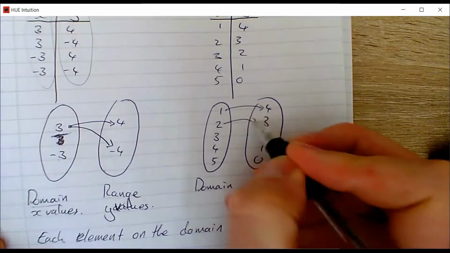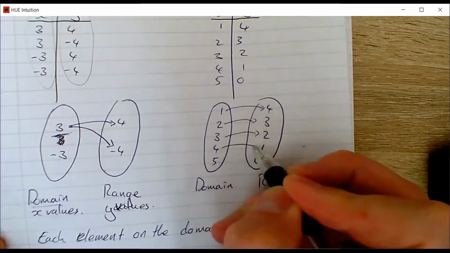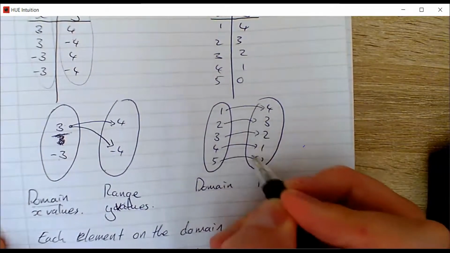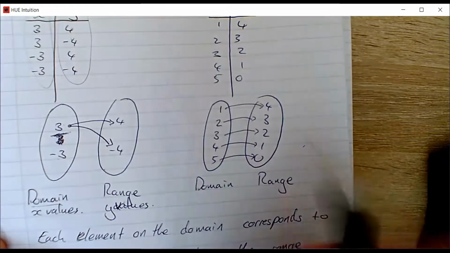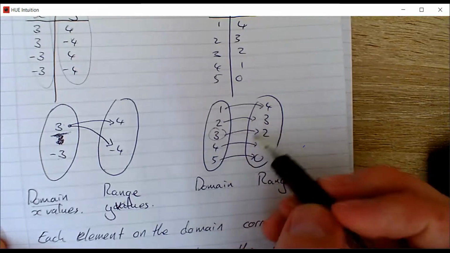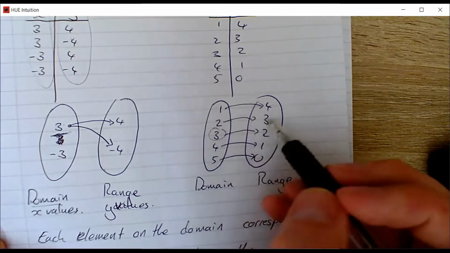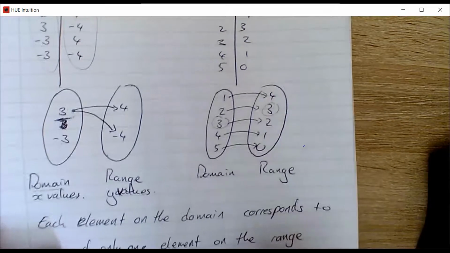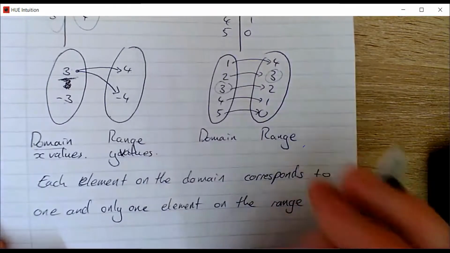Similarly, 2 can only correspond to 3, 3 only corresponds to 2, 4 as an input only corresponds to 1, 5 corresponds to 0. Okay, and it's not a problem that this number 3, for example, is on the domain corresponding to 2, and it's also on the range. Okay, don't worry about repeated patterns like that. That'll happen quite a lot.